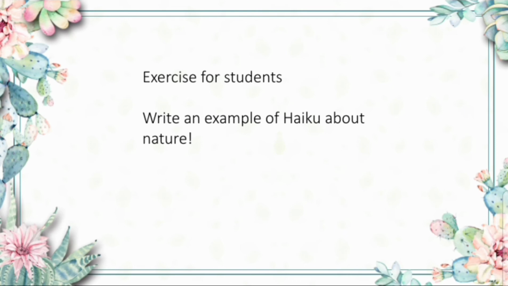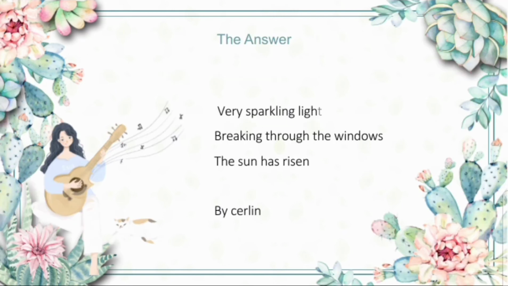Exercise for students. Write an example of haiku about nature. And this is the answer by Cherlin. The first line, very sparkling light. The second line, breaking through the windows. And the third line, the sun has risen.